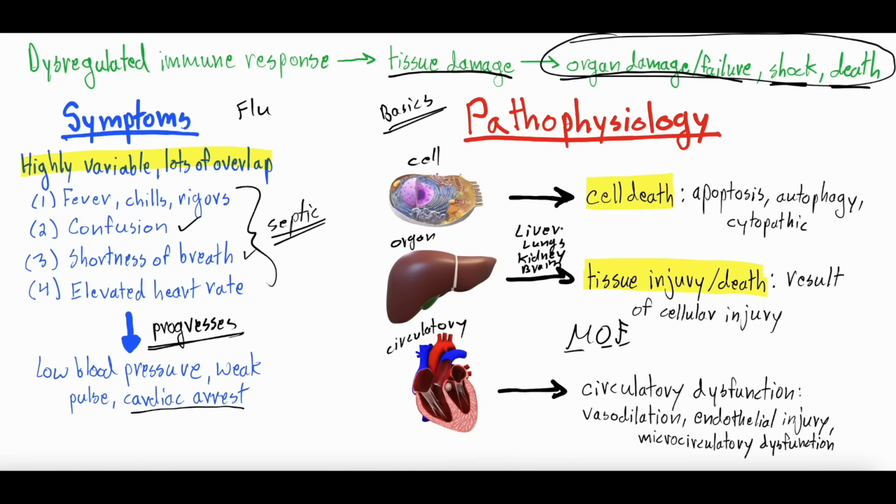Okay, and if this keeps progressing, that's where we start to get the circulatory dysfunction. It can even cause circulatory collapse, right? We start to get vasodilation of the blood vessels, or the blood vessels start to dilate. And that happens from some of those inflammatory mediators, but also there's endothelial injury. The endothelium are the cells that line the blood vessel, and those start to get injured.